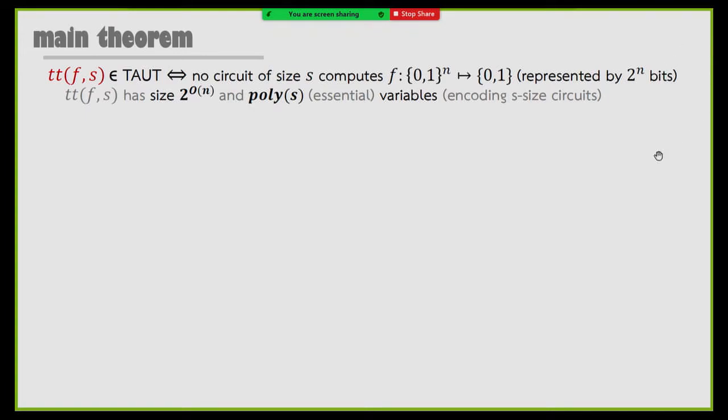The formula will have polynomially many in S essential variables, which will stand for potential circuits of size S. So the formula will say that whenever you assign these variables by some assignment, the assignment either doesn't encode the proper circuit of size S, or the circuit fails to compute the function f on some input.